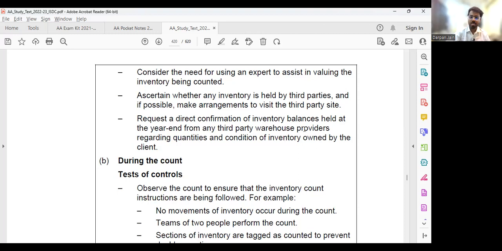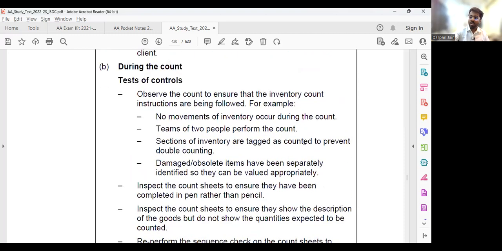Next, during the count, what do you do? When the inventory count is going on, observe the count to ensure that the inventory count instructions are being followed. You are going to observe whether the instructions given by the management are actually being followed or not during the count.